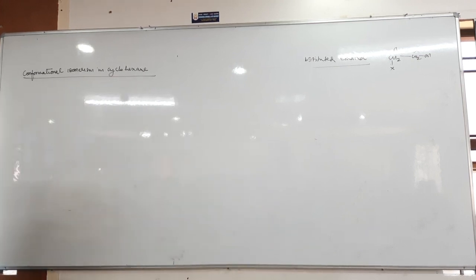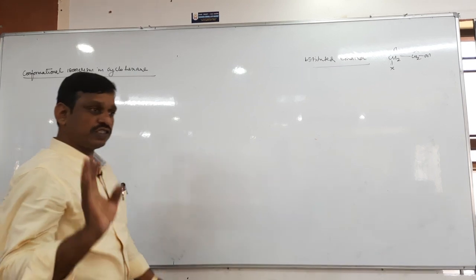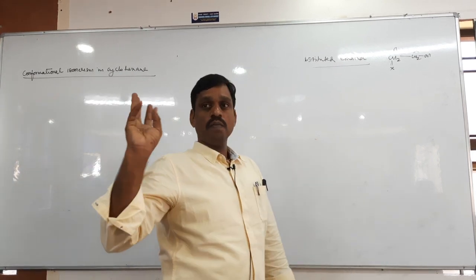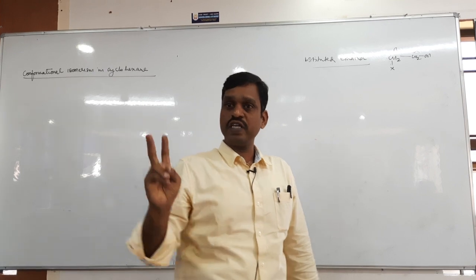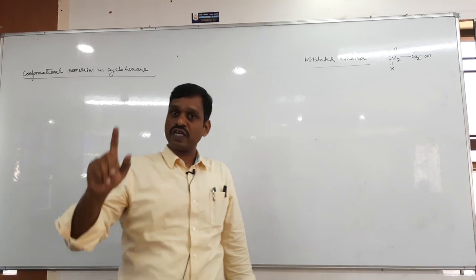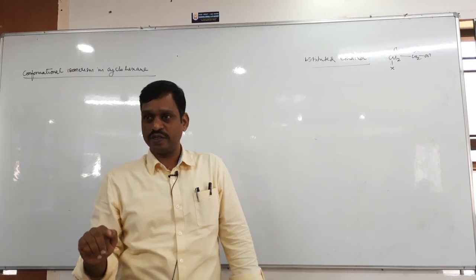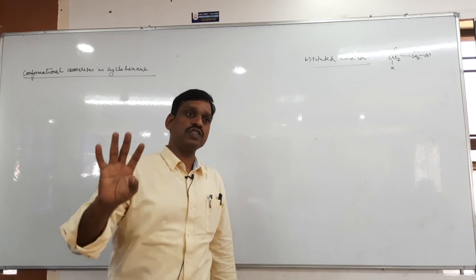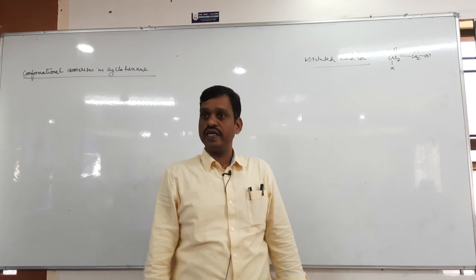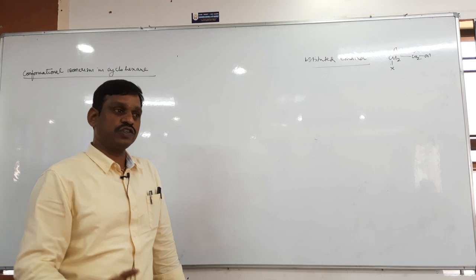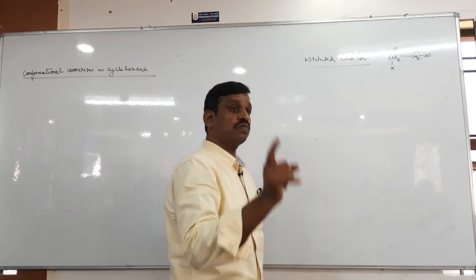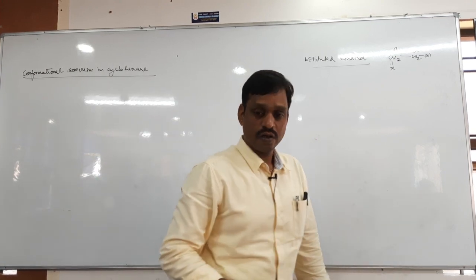In the conformations of cyclohexane, cyclohexane actually has 4 conformations: boat conformation, half chair conformation, twisted boat conformation and chair conformation. There are 4 conformations of cyclohexane. Out of 4 conformations, only one conformation is most stable. We will study that only.